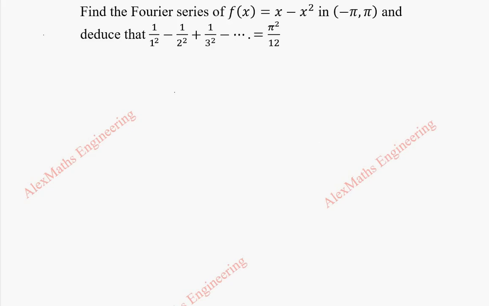In this video, we are going to find the Fourier series for the given function f of x, which is x minus x square in minus pi comma pi, and we are also going to deduce this series.